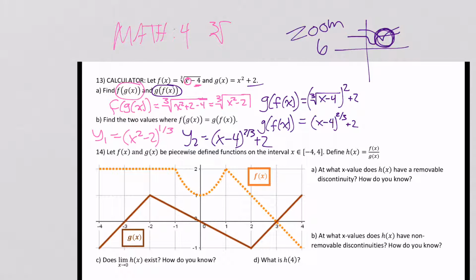When you do that, you get a much better picture of what's going on. It's much easier to see the intersection points that way. So now hit second, trace, which brings you to the calculate window. We want an intersection point.